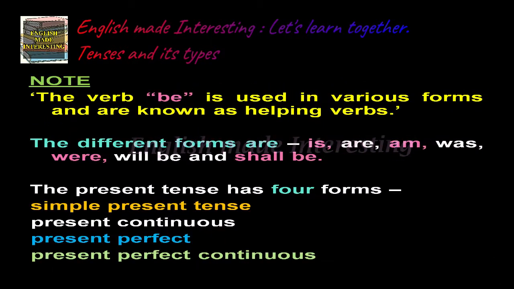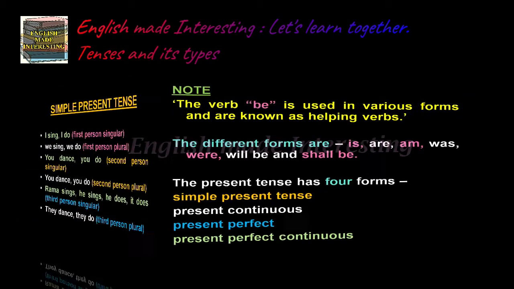Now the verb be is used in various forms and are known as helping verbs. The different forms are is, are, am, was, were, will be, and shall be. The present tense has four forms. That is the simple present tense, present continuous, present perfect, and present perfect continuous.